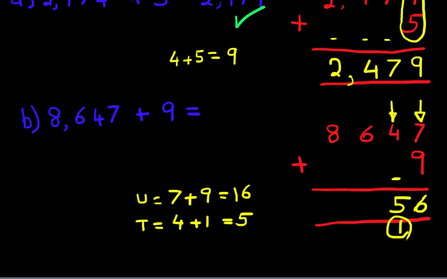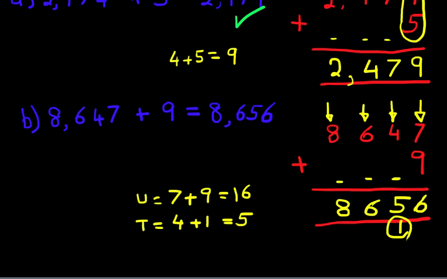As for the next column, the hundreds, we've only got 6, we've got nothing here, that remains 6. And for the thousands, again, we don't have anything here, so the 8 remains an 8. And we have our answer. 8,656.